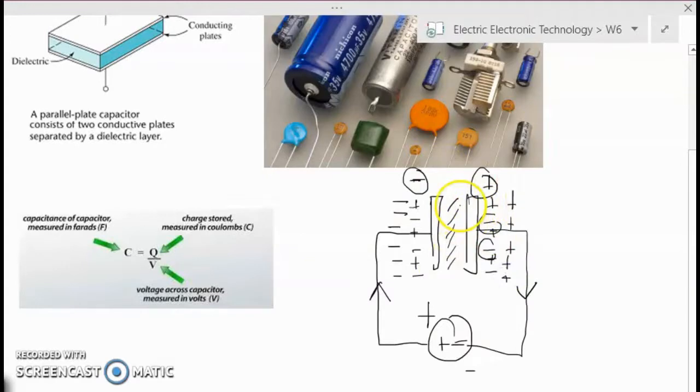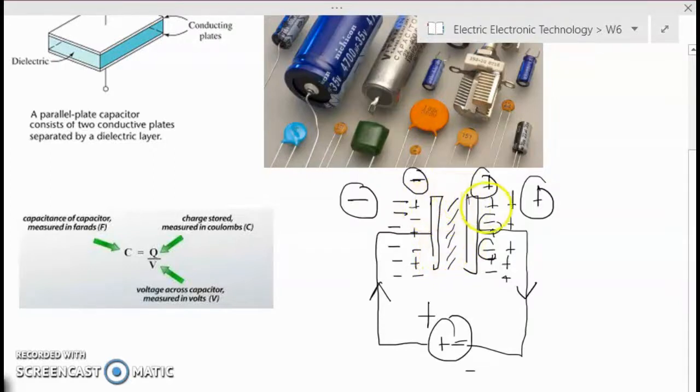So we are left with only positive charges on this part of the plate. If we look at it globally, we will have a lot of negative charges on this part and a lot of positive charges on this part. So now it becomes polarized and it becomes charged. So the capacitor is now what we call charged, right? So now the capacitor is charged.